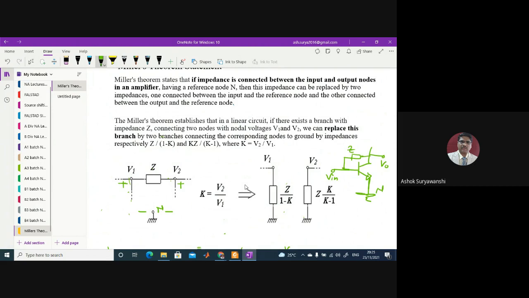So here at the input, the voltage is suppose V1, right? Generally we call input Vin and output Vo, but here in terms of node voltage it is considered V1 and V2. So on this side there is a voltage V1, on this side there is a voltage V2, and between this input and output node there is an impedance Z.